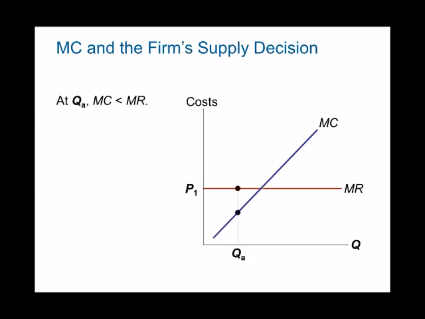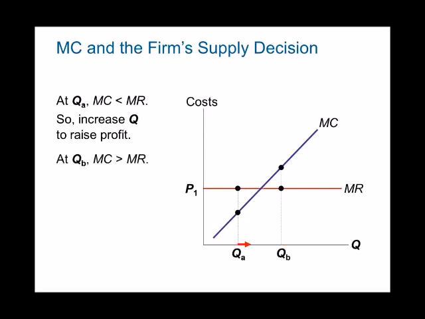If you look at the graph, at QA, marginal cost is less than marginal revenue. So an increase in quantity will raise profit, because that extra quantity brings more money into the firm and it costs less money to produce it. If you're at QB, then marginal cost is greater than marginal revenue. Your cost is higher than the amount that it's bringing in, and so you need to reduce quantity to raise profit.